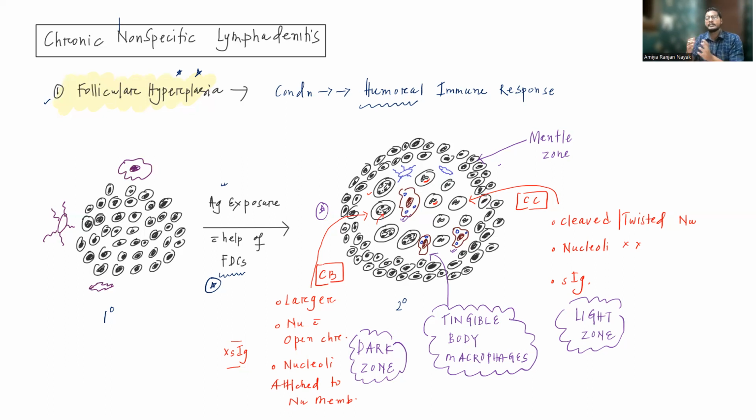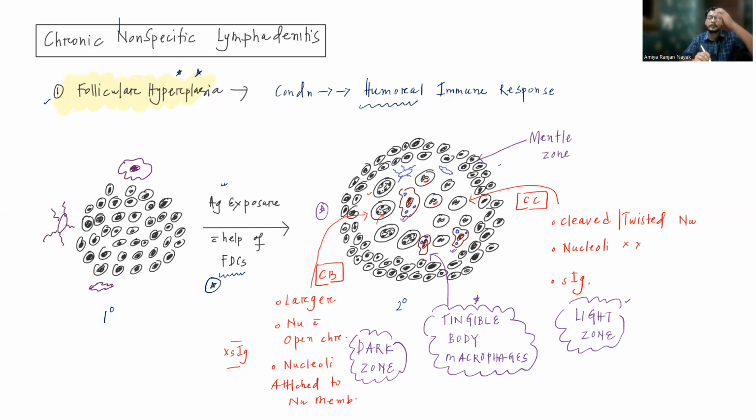On the other side, you will find the centrocytes, which are slightly more mature compared to the centroblasts. They will have a cleaved or twisted or angulated nucleus. The nucleoli are not that prominent, and they will express the surface immunoglobulins. This collection of centrocytes is known as the light zone. Interspersed in this germinal center, you are going to find some macrophages which have engulfed the apoptotic materials. Those macrophages are known as tingible body macrophages.